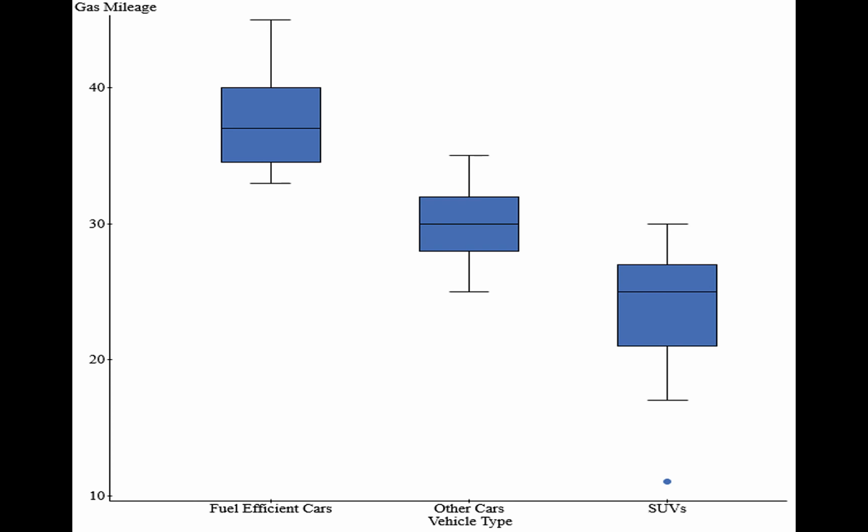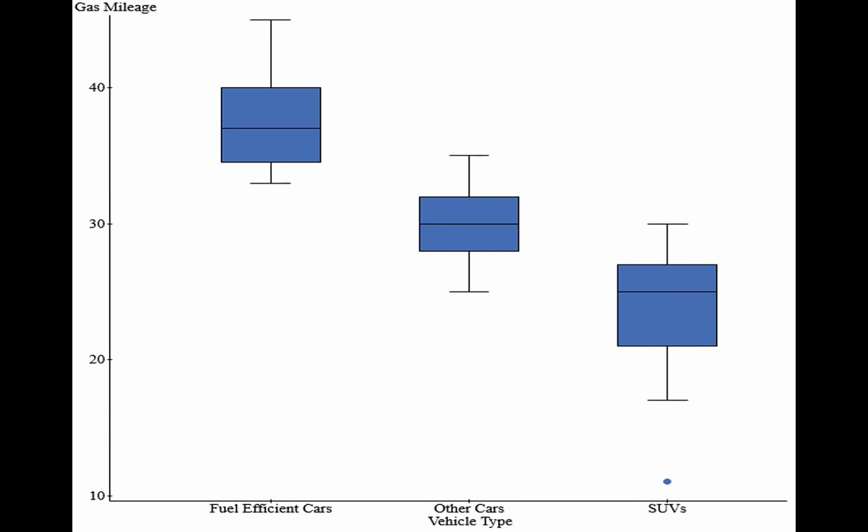For the SUVs, you have just the opposite. The median is right of center, meaning the left side of the box is bigger. Also, the whisker to the left is longer, meaning you have a tail to the left. So everything there indicates you have a tail to the left. So the SUVs would be a left skewed distribution.